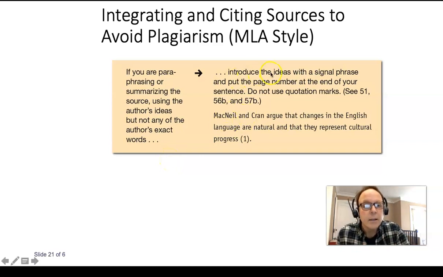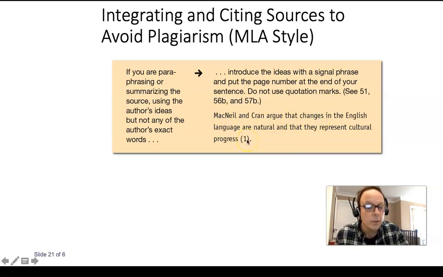So how would you do that? You introduce the ideas with a signal phrase. Again, McNeil and Cran argue that changes in the English language are natural. So you've got your McNeil and Cran argue, and then this is your paraphrase, right? Changes in the English language are natural and that they represent cultural progress. So you just took what they said and put it in your own words. You don't need quotation marks, right? Do not use quotation marks. But you just basically use their idea and give credit.